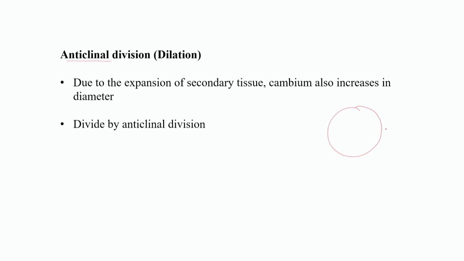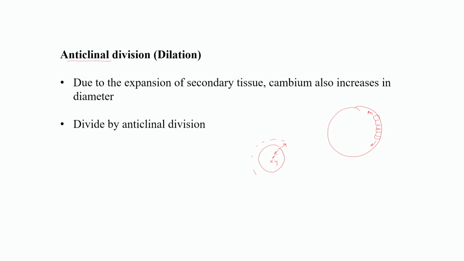Suppose these are the cambium cells. They will also divide anticlinally to increase their number. When the cambium is producing xylem and phloem, to accommodate the tissue, since xylem is accommodated inside, it has to increase its diameter also. So, they will divide anticlinally to increase the surface area and the diameter of the cambium. In this way the cambium divides to give rise to secondary tissue as well as to increase the number of its own cells.